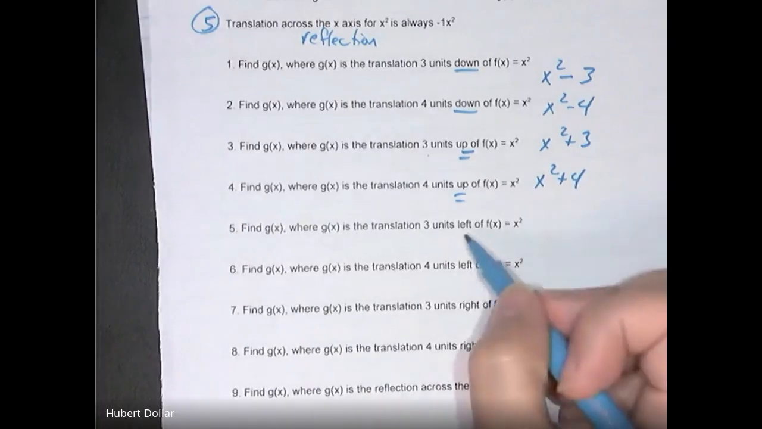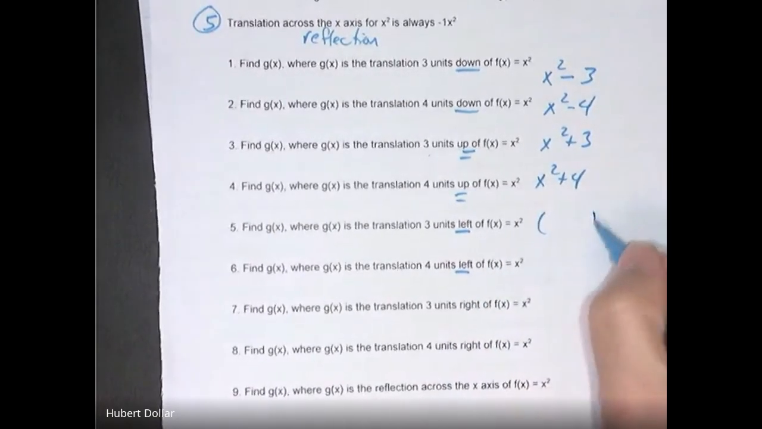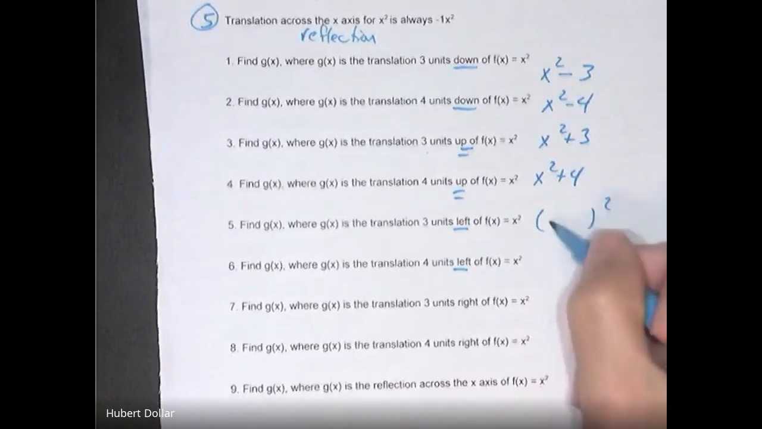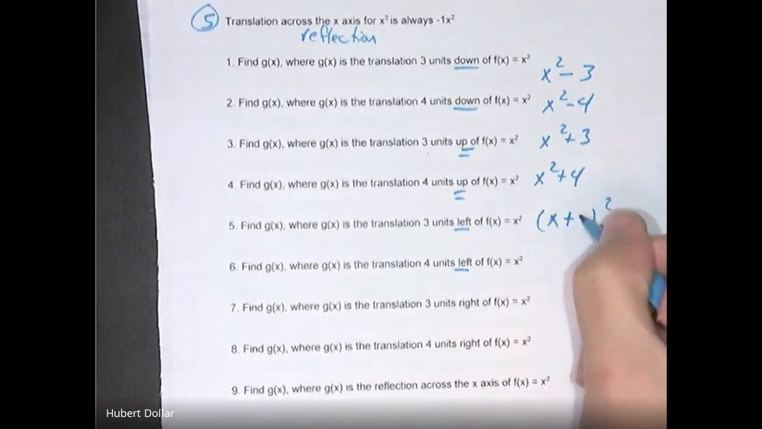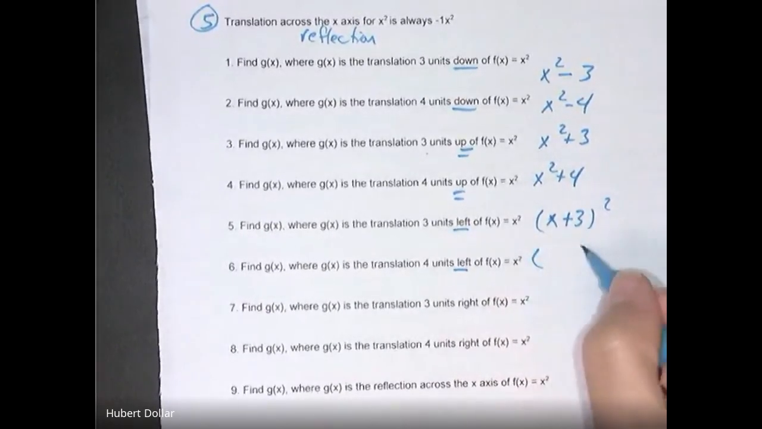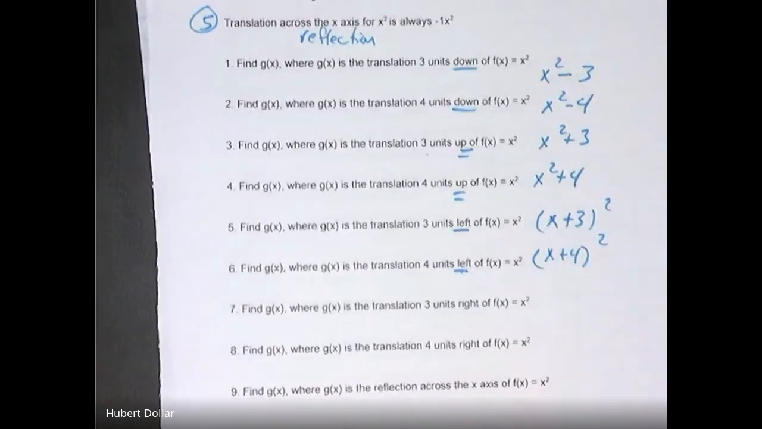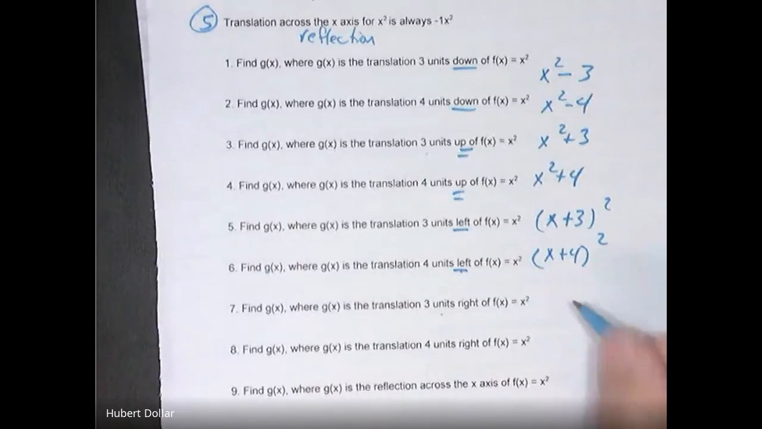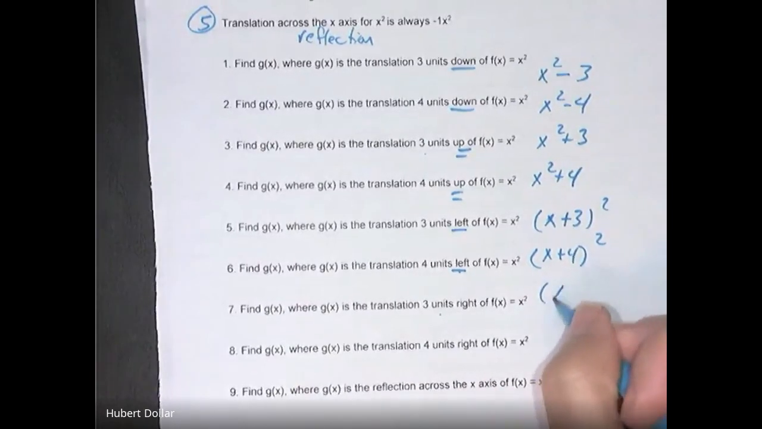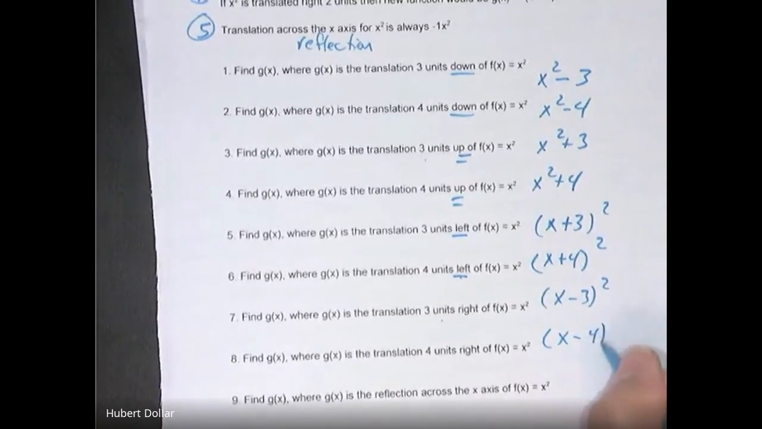Now we have some extra steps when we go left. When we go left, we've got to use a parentheses squared. We have the x inside. Left, we add the number. We're going left, so we add the number. When we go right, we subtract the number. So that's going to be parentheses x minus 3 squared. X minus 4 squared.